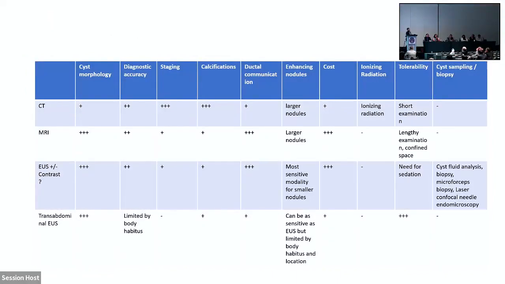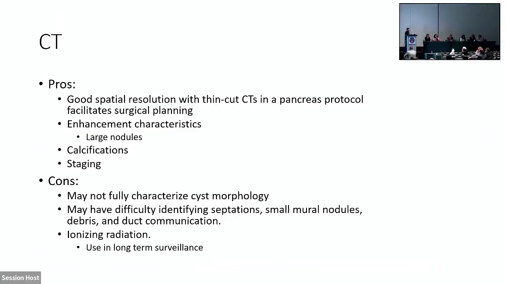And so we are going to have to pick and choose, and together we're going to fill out this matrix. We're very familiar with CT scans as surgeons, and they have very good spatial resolution, especially with thin cut CTs in the pancreas protocol. They facilitate surgical planning and give you staging as well if the malignancy is already established or is highly suspected. You can get a good idea of enhancement characteristics. And if you have a very large nodule, and by large, we'll go over that evidence in a moment, something over 2 centimeters, it is pretty much just as good as an MRI.